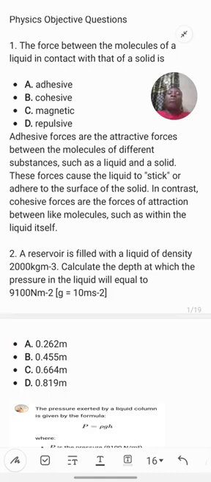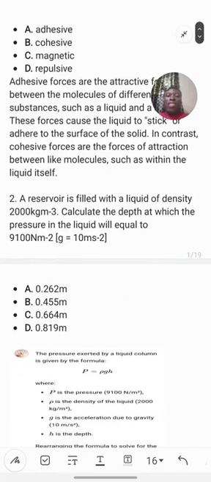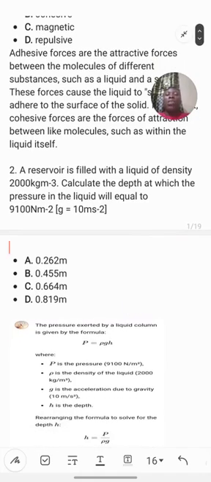Okay, so these forces are the ones that cause the liquid to stick or adhere to the surface of the solid. However, the cohesive forces are the forces of attraction between like molecules, that is, similar molecules, like liquid to liquid, solid to solid. That is that.